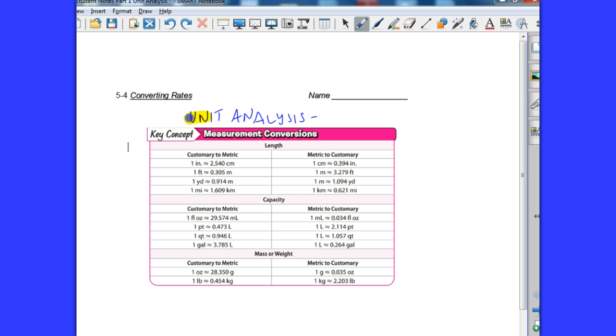That's really important for this particular lesson because the questions will get harder and harder, where this will actually make your life easier and easier. Unit analysis is a method using labels to make conversions.